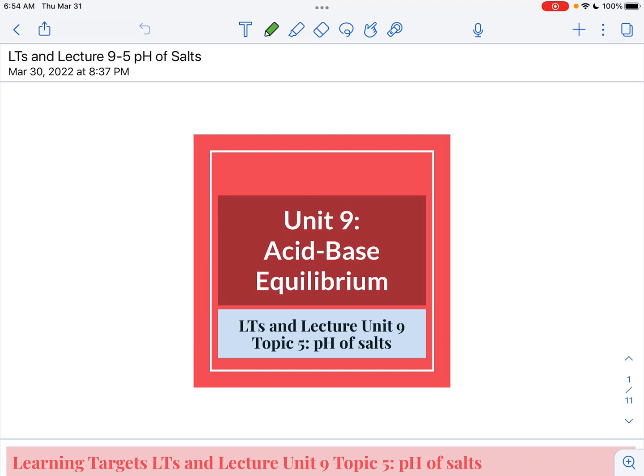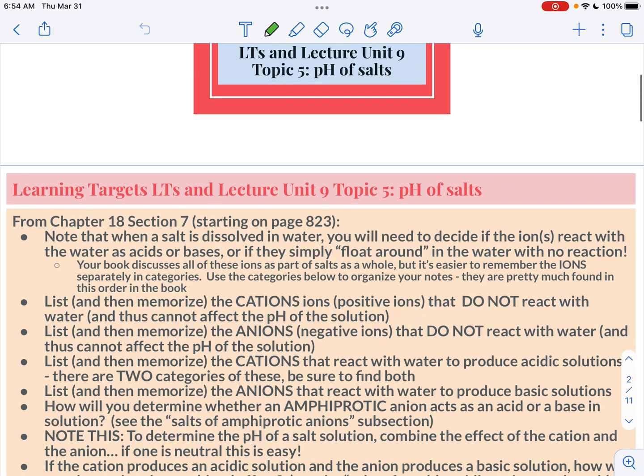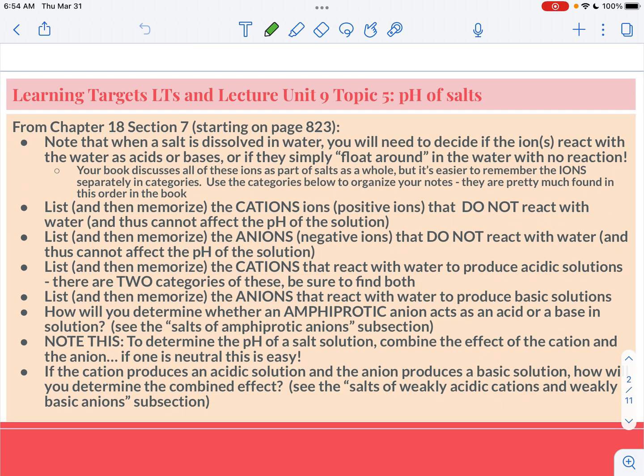This is lecture 9.5, which is the theory of why salts can create pHs that are not neutral. So you should have already started your learning targets and have a basis of the cations and anions that are not neutral and why they're not neutral perhaps. I'm going to spend most of the lecture focusing on the why rather than the what. So you will definitely want to make sure that you memorize the what and that you understand the why.